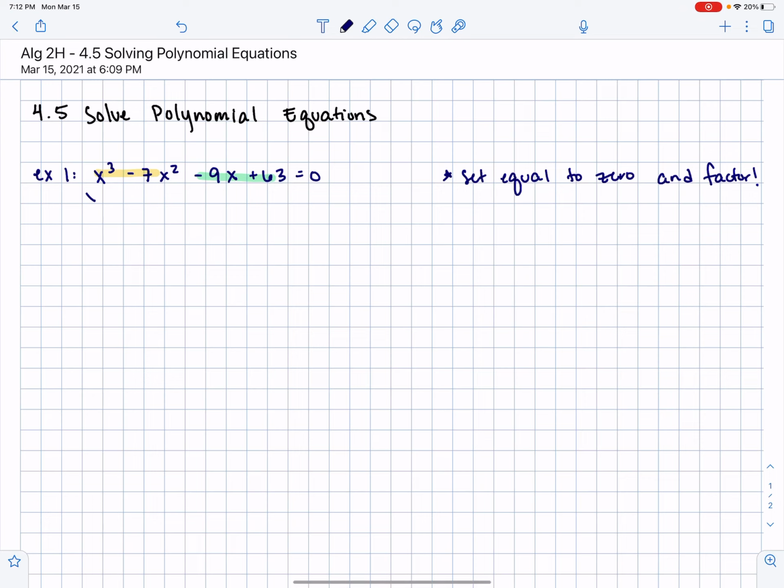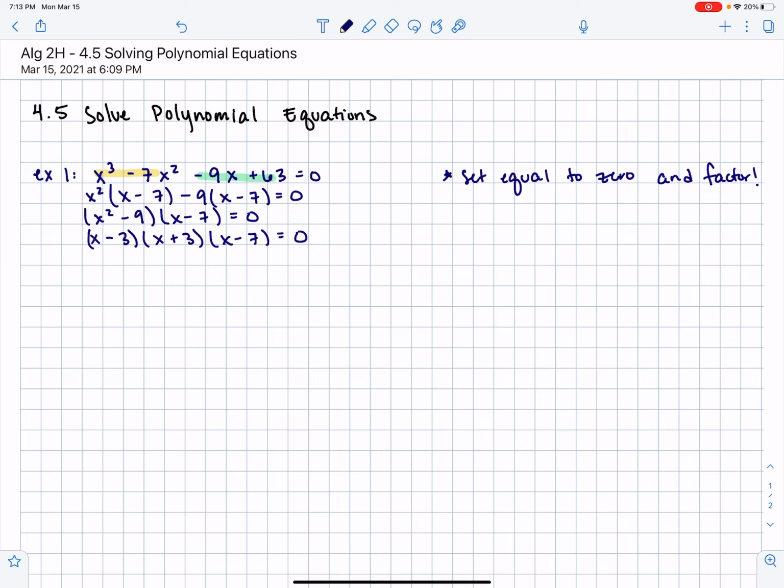When we pull out the GCF of x squared from the first group, we're left with x minus 7. And for this next one, I'm going to pull out a negative 9, and again, x minus 7. We know we factored it correctly because we have two x minus 7s, and we have x squared minus 9 times x minus 7 equals 0. We'll notice that the x squared minus 9 is a difference of squares, so it factors into x minus 3 times x plus 3 times x minus 7.